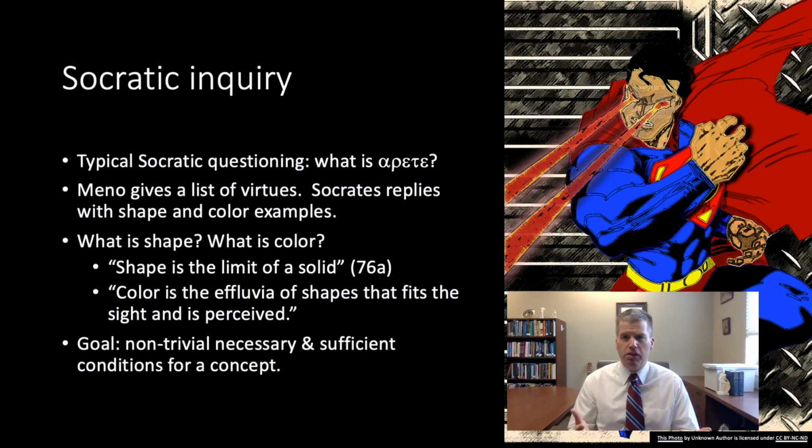Now, the virtues certainly have something to do with that. Justice, wisdom, moderation certainly have something to do with being outstanding, but they haven't got to the nature of what it is to be outstanding. So one example I want to look at is the example of shape and color. So this is interesting in a lot of respects. If Socrates were to ask Meno, what is shape? He might reply that, well, shape is a circle, shape is a square, shape is a triangle. But these are shapes. It doesn't tell us what the nature of shape is.